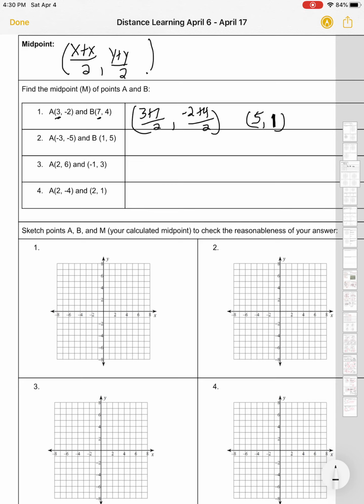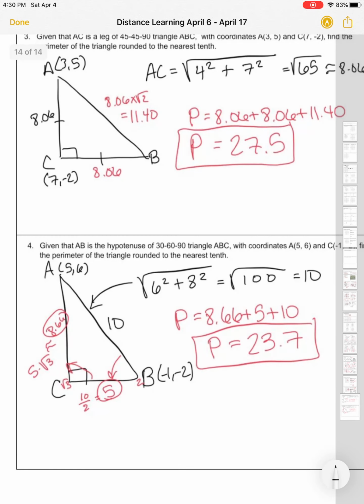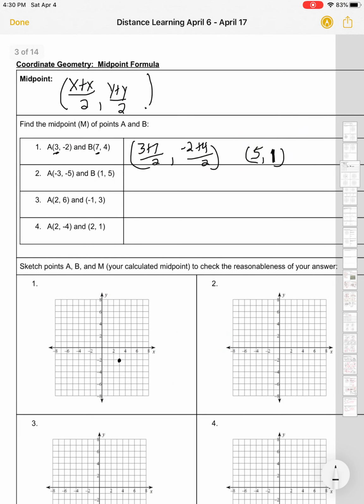So then if we go down here to our graph, we have 3, negative 2, 7, 4, and then we picked 5, 1. So that looks like it's the middle, so that can help us check to see if these are right or not.